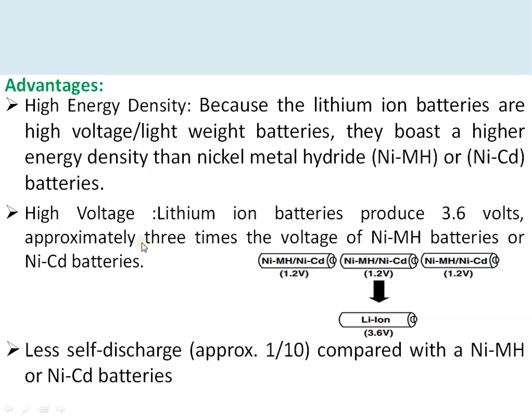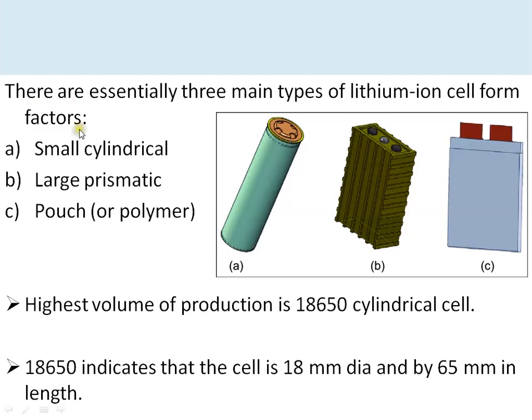And the cell voltage of the lithium ion battery is high. Here you can see lithium cobalt oxide gives 3.6 volts, whereas nickel metal hydride or nickel cadmium generates 1.2 volts. So for high voltage applications, lithium ion batteries can be used. And for self discharge, whenever the battery is not in use, the discharge rate is very low. It is 1/10 compared to nickel metal hydride or nickel cadmium batteries. These are the advantages of lithium ion batteries.